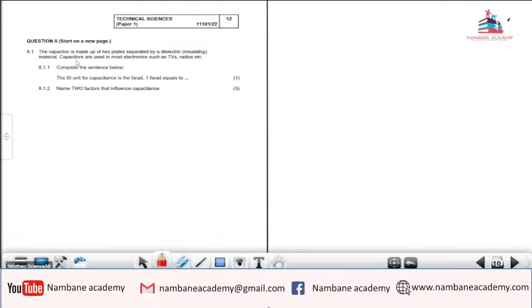8.1. A capacitor is made up of 2 plates separated by a dielectric, which is an insulating material. Capacitors are used in most electronic devices, radios, etc. Complete the sentence below. The SI unit for capacitance is 1 farad. 1 farad equals to, there we go. It's this formula. The SI unit here is coulomb, voltage. So it is equal to C V to the -1. I think it will be a multiple choice question. We will see on Friday.